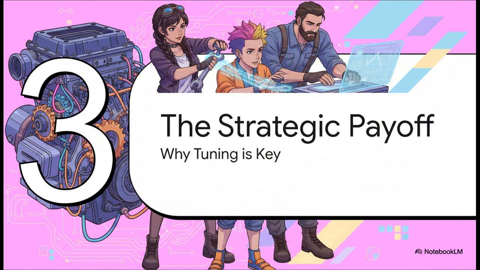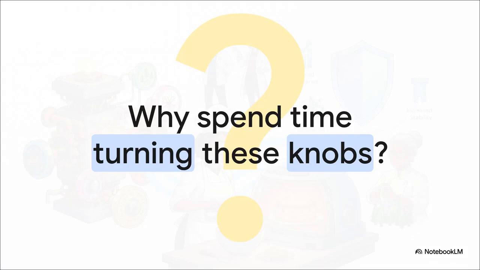So now that we know what these things are, let's see why adjusting them, a process we call tuning, isn't just some technical chore. It's actually a deeply strategic move that separates the good models from the truly great ones. So why even bother? Why spend all this time turning these knobs? I mean, why is this process, hyperparameter tuning, so critical for getting world-class results? Why not just use the default settings and call it a day?